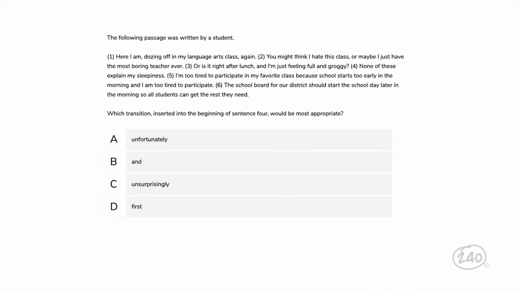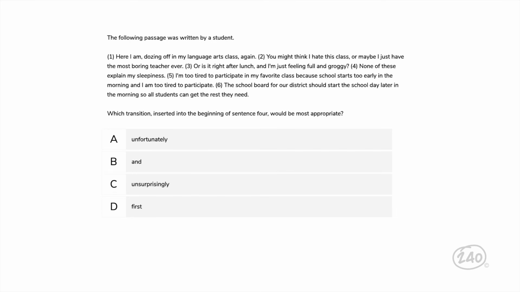Let's look at a question based on a student writing sample. The following passage was written by a student. Here I am, dozing off in my language arts class again. You might think I hate this class, or maybe I just have the most boring teacher ever. Or is it right after lunch and I'm just feeling full and groggy? None of these explain my sleepiness.